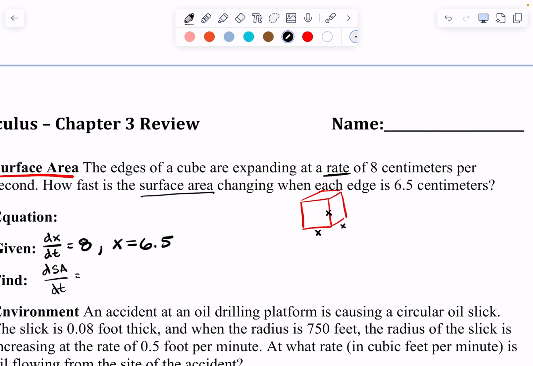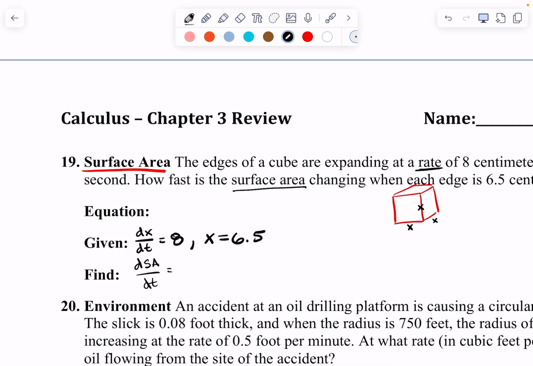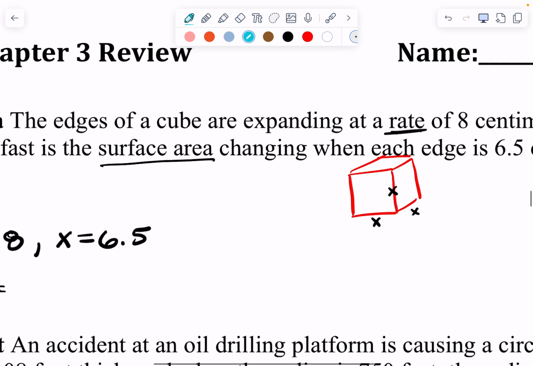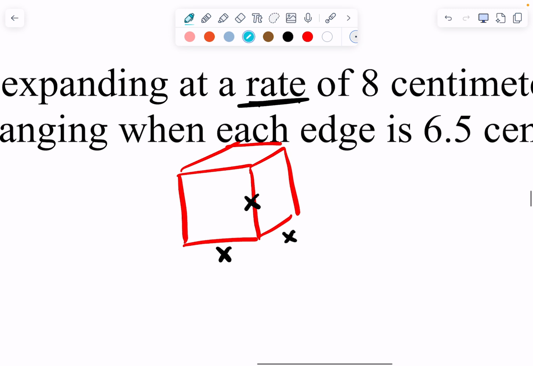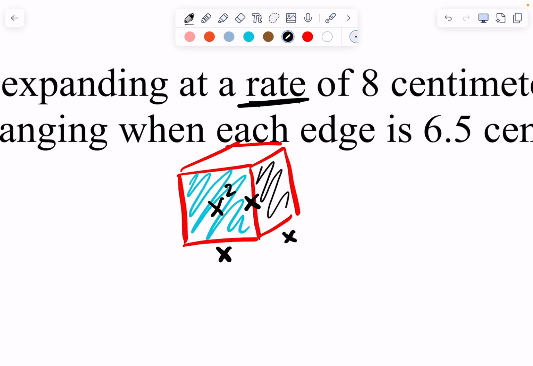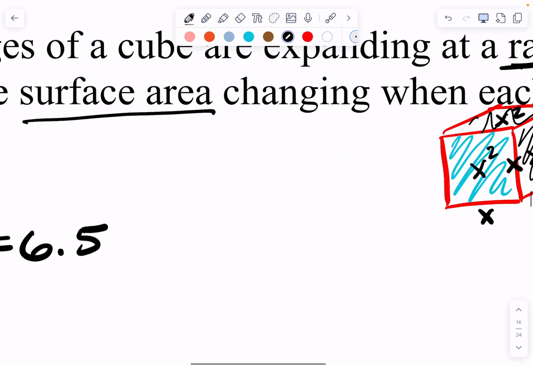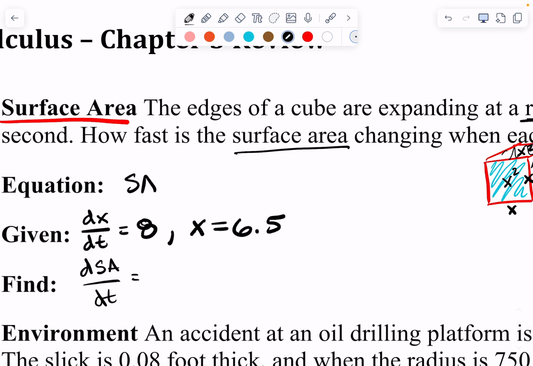Oh. Okay, the only thing that we're missing is the equation. And what are we doing an equation for? Surface area of a cube. Surface area is the area of all of the surfaces. What's the area of this front surface? X squared. What's the area of this side surface? X squared. What's the area of this top surface? Are they all x squared? Yes, and there are 6 of them. So what's the surface area? 6x squared, or x squared times 6.